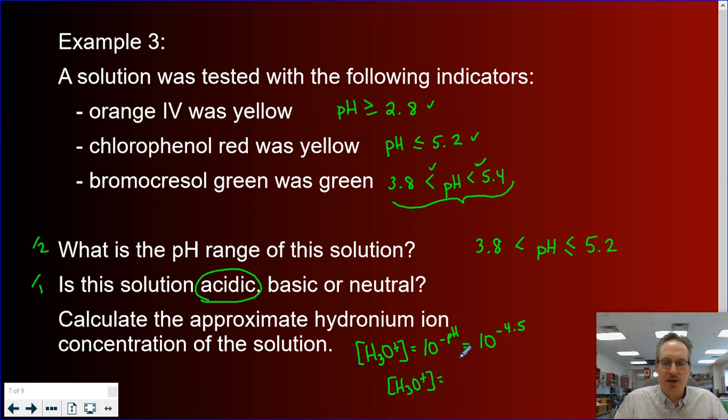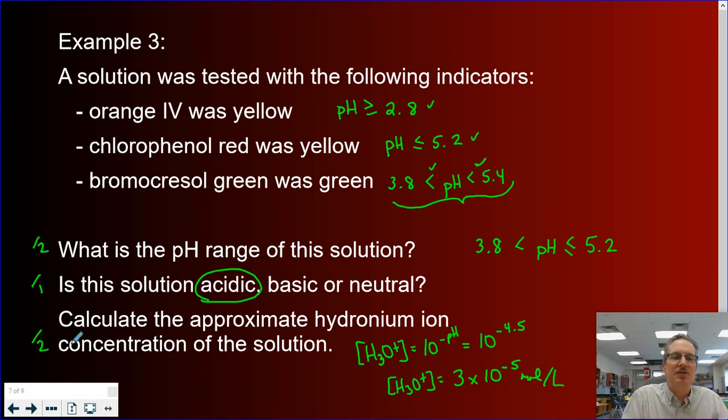When I look at decimal places, they're all going to be 1 decimal place, because when you look in your data booklet, all the pHs are listed as 1 decimal place. So that means I get 1 total significant digit. When I type in 10 to the exponent negative 4.5, I get 3 times 10 to the negative 5 moles per liter concentration.